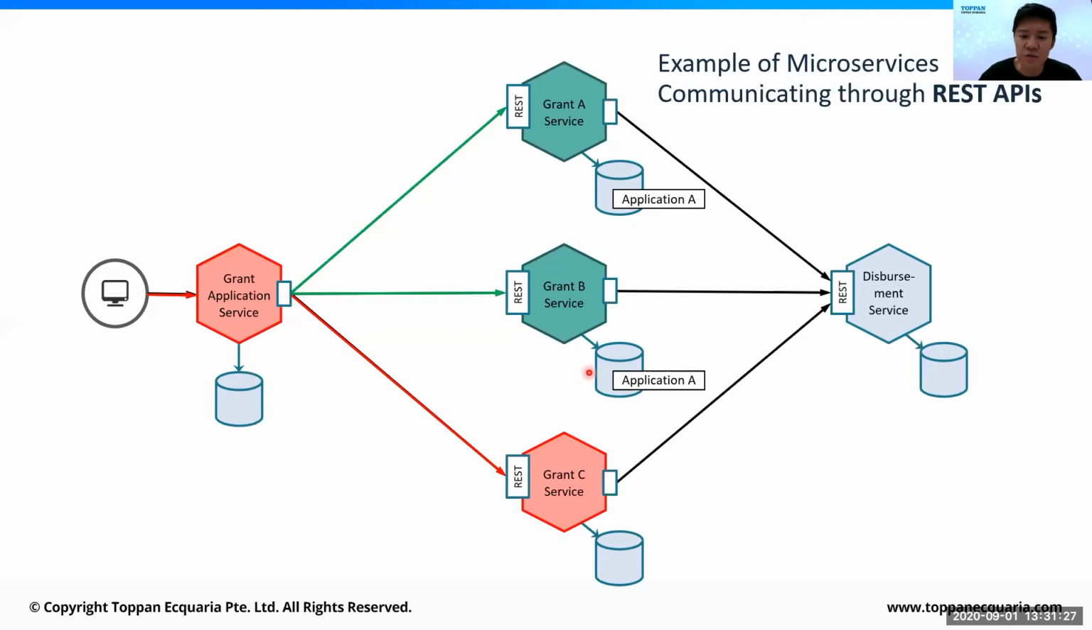There's no such thing as two-phase commit, right? So how do we handle this in distributed database scenarios? Typically, you need to implement compensation REST APIs. For example, if you have an API to create applications, you also need to provide an API to delete applications. So in this case, to roll back, the grant application service will actually need to call the delete applications APIs in the respective grant A and grant B services.